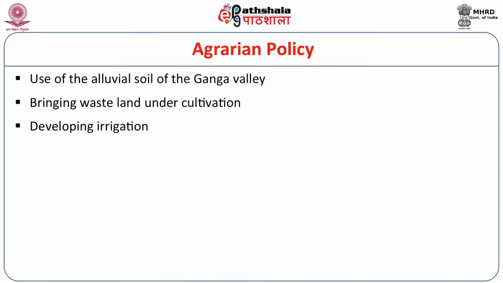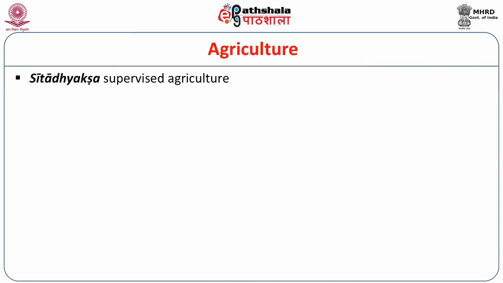Number 3, developing irrigation. It is required because without irrigation, agricultural operations cannot be possible. So, irrigation is necessary. Next, agricultural activities were to be conducted by a high-ranking officer of the Mauryan government, the Sitadhyaksha. He supervised agriculture, and particularly he was to perform certain duties.